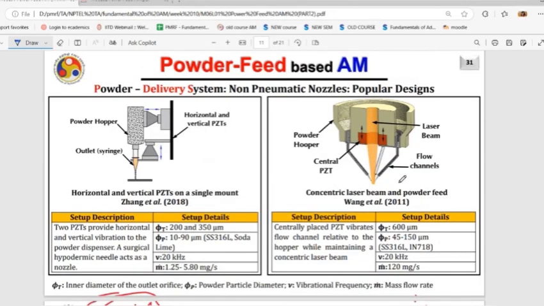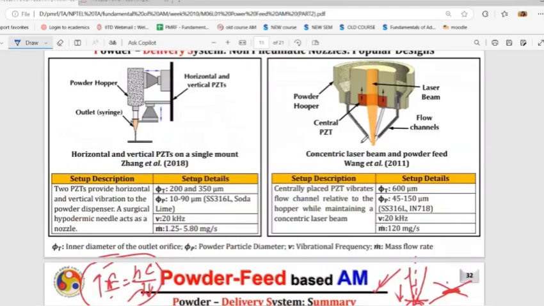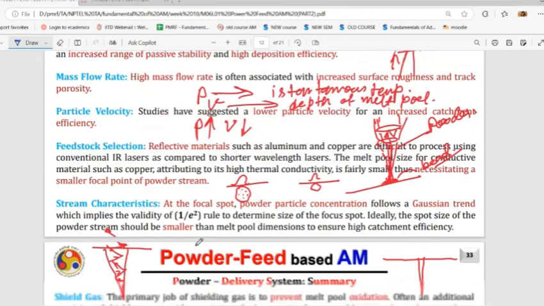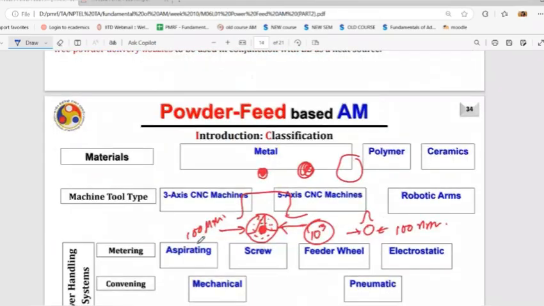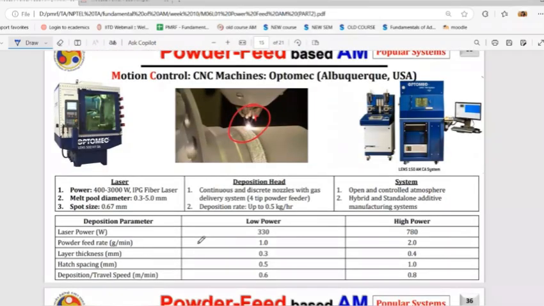There are other systems as well for how you can regulate. You can go through the lectures, and there are videos of how vibration based systems work, and how rotation based, disc based systems work for powder feeding. So I think this is all about powder DED.